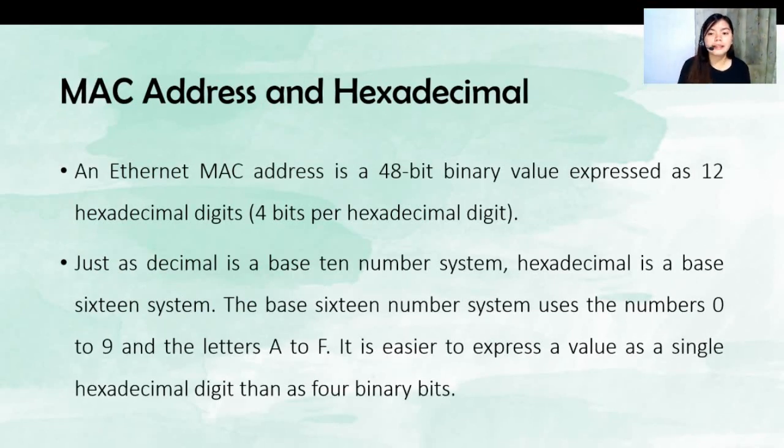MAC address and hexadecimal. An Ethernet MAC address is a 48-bit binary value expressed as 12 hexadecimal digits, or 4 bits per hexadecimal digit. Just as decimal is a base 10 number system, hexadecimal is a base 16 system. The base 16 number system uses the numbers 0 to 9 and the letters A to F. It is easier to express a value as a single hexadecimal digit than as 4 binary bits.